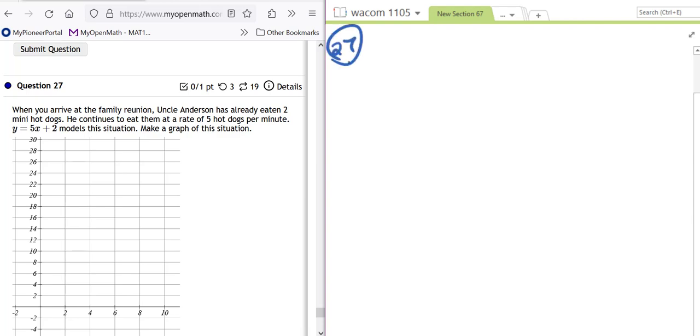All right, it says, when you arrive at the family reunion, Uncle Anderson has already eaten too many hot dogs. He continues to eat them at a rate of 5 hot dogs per minute. Wonder if that's supposed to say mini, M-A-N-Y, or mini. Tiny hot dogs. Okay, he continues to eat them at a rate of 5 hot dogs per minute.